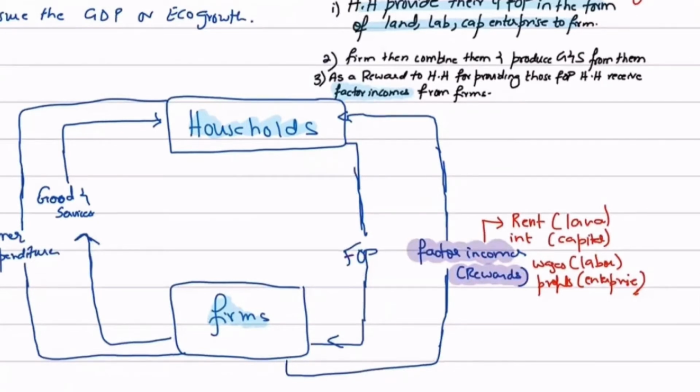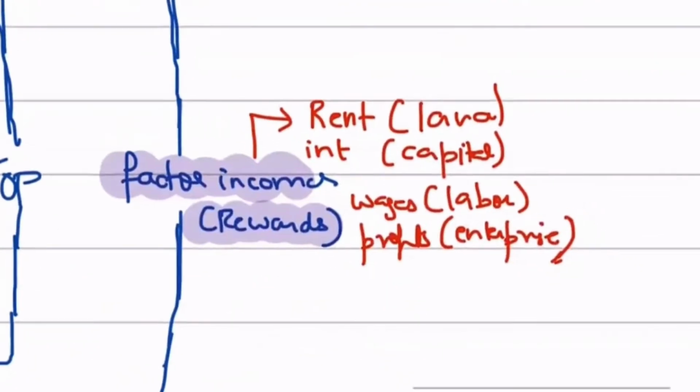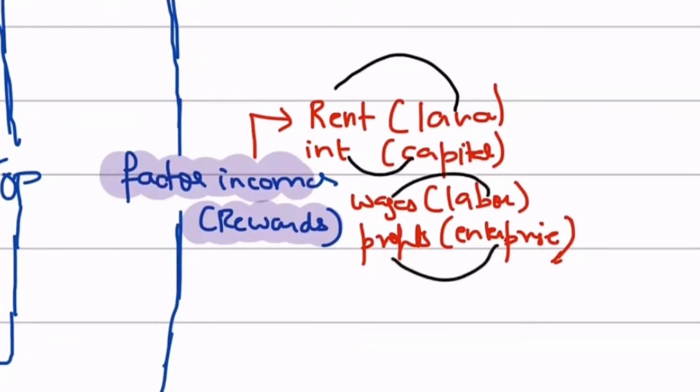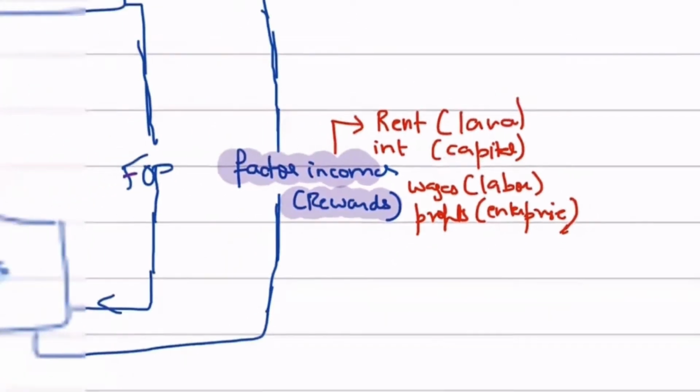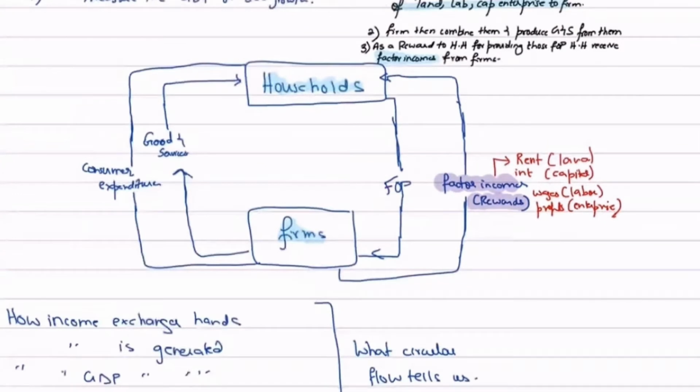And what are those factor incomes? Land का factor income है rent, capital का interest, labor का wages, enterprise का profits. We've already seen and studied that before in AS as well. The factor rewards, or you can say factor incomes, are basically rewards on the factors of production given by the firms to the households because they provided factors of production to the firms. अब households के पास जो ये factor rewards, ये factor incomes आ गई हैं, what will they do with that income?